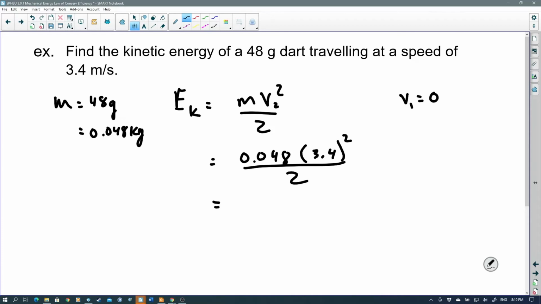And that's giving me 0.27744, which I'm just going to round to 0.28 joules. So that dart is going to have 0.28 joules of energy if it's traveling at that speed. Again, no vectors because energy does not have a vector on it.